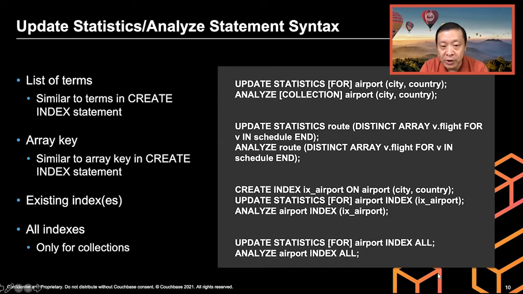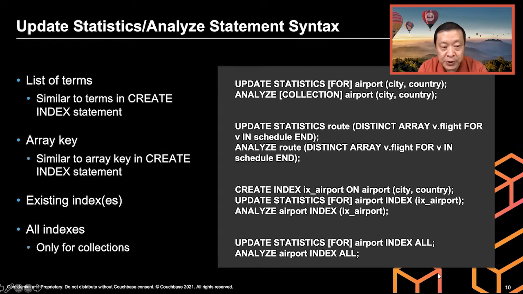So the second example on the right-hand side, we're doing update statistics for route. And then the term or the expression is going to be DISTINCT ARRAY v.flight FOR v IN schedule END. Again, this is exactly the same syntax as an array index key specification in a create index statement.